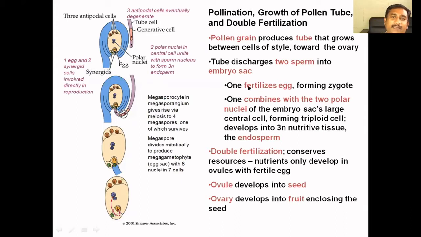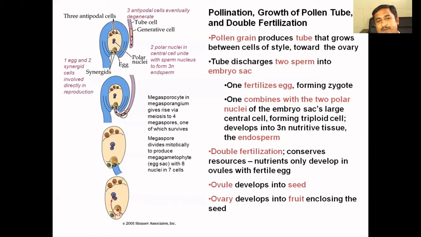Whichever fertilizes this egg cell becomes a zygote, and the other goes and combines with the polar nuclei, and that becomes the endosperm. Endosperm is a kind of nutritive tissue that is surrounded by the zygote, and it helps in the process of seed germination. That is very, very important.